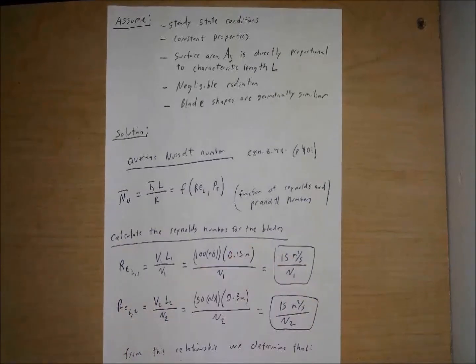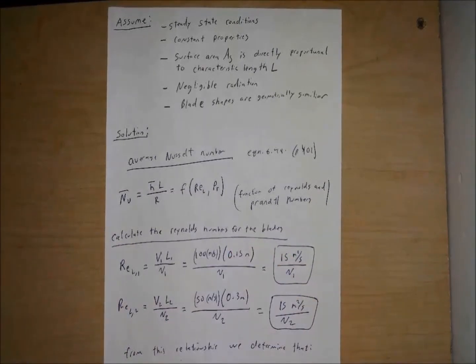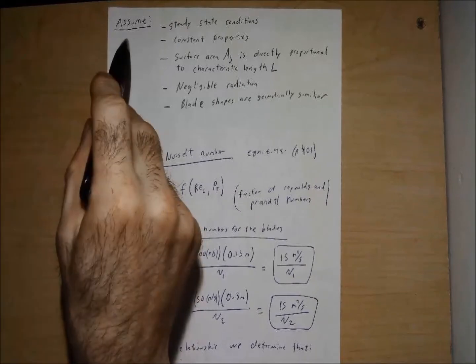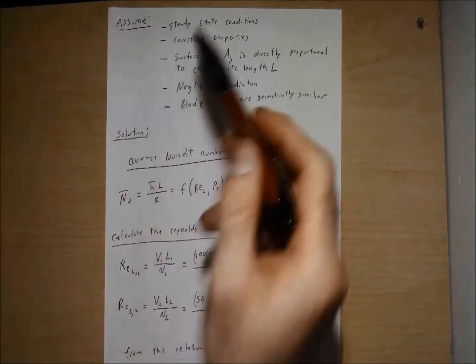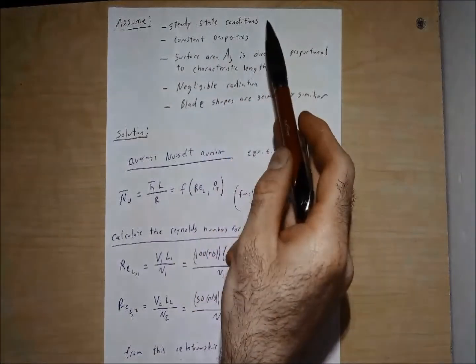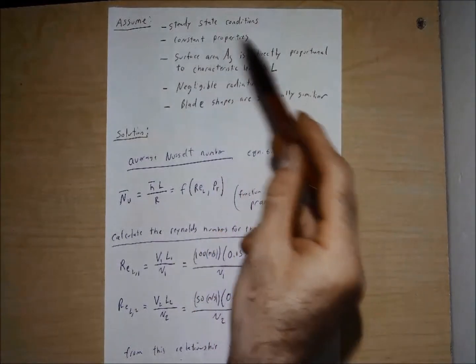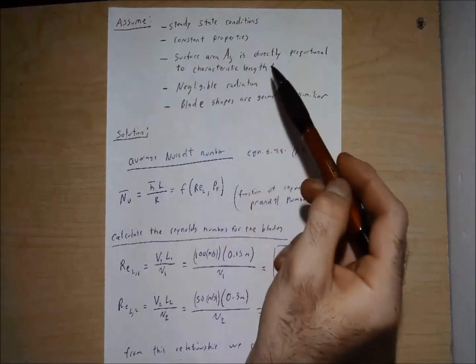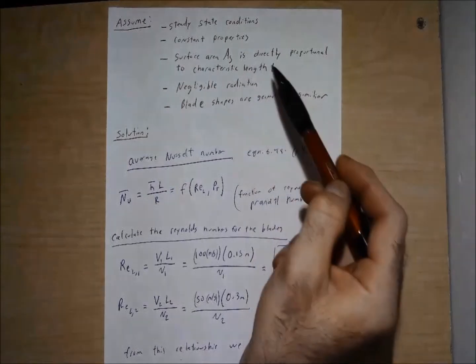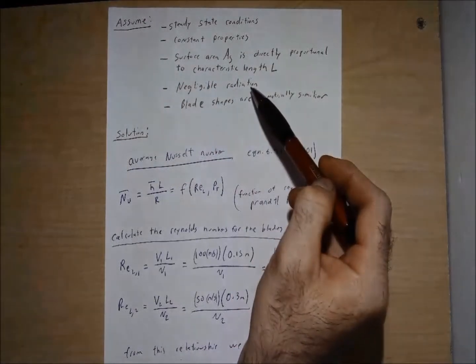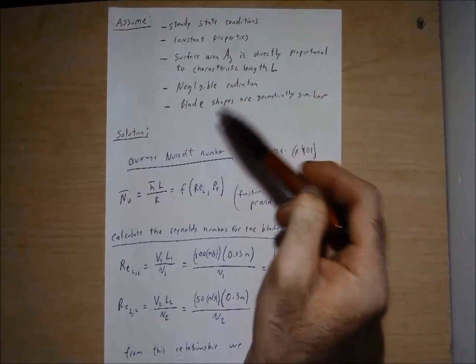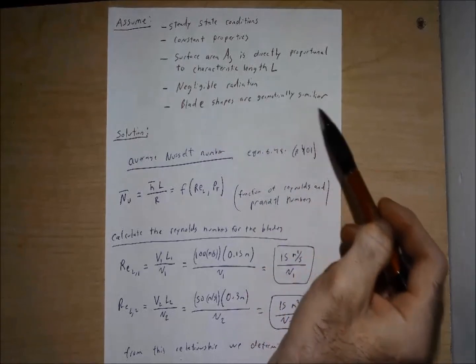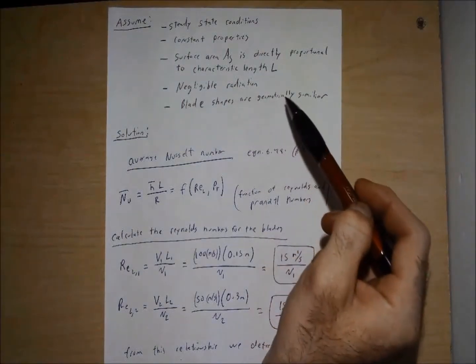So now that we've had a chance to go through and write out all of our variable names and figure out what they're asking us to solve for in the problem for case 1 and for case 2, we next want to create all of our assumptions. So the first assumption we're going to make is that we're dealing with steady state conditions. We're also going to assume constant properties, and that the surface area A sub s is directly proportional to the characteristic length L. We're going to assume negligible radiation, so we're not dealing with any radiation terms here. We're also going to assume that the blade shapes are geometrically similar, even though their lengths and their sizes are different.